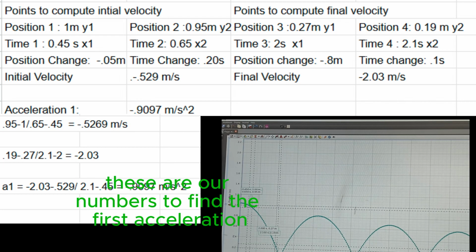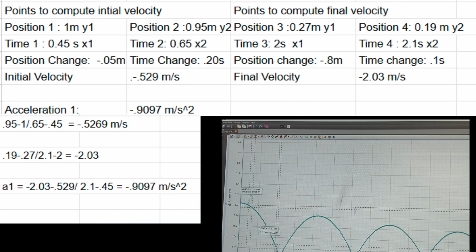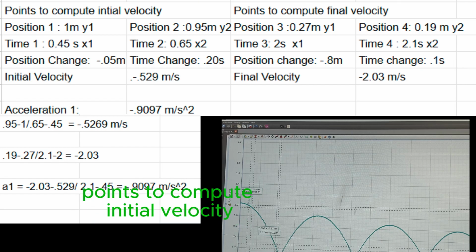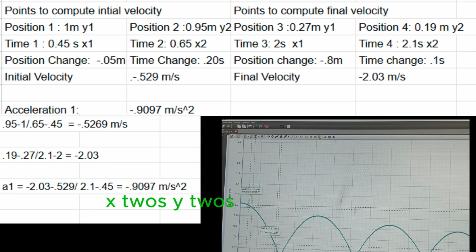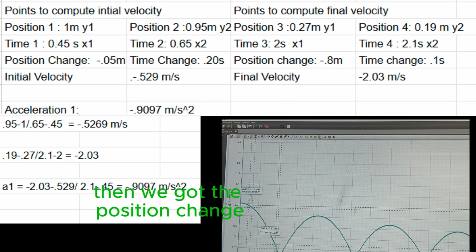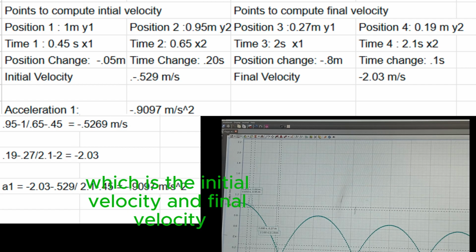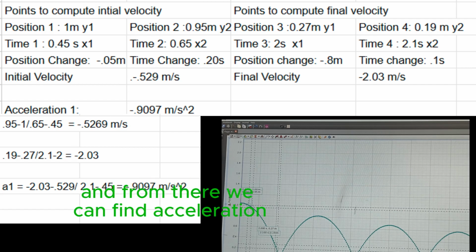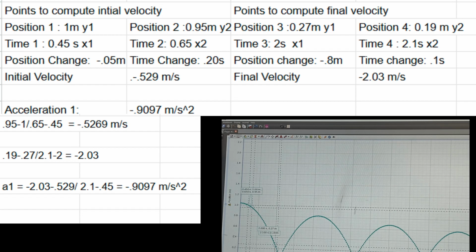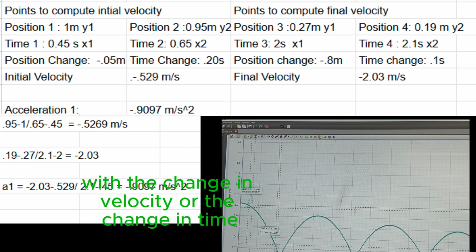These are our numbers to find the first acceleration. We have everything labeled: points to compute initial velocity, points to compute final velocity, x1s, y1s, x2s, y2s. Then we got the position change and time change to find the slope, which is the initial velocity and final velocity. And from there, we can find acceleration with the change in velocity over the change in time.